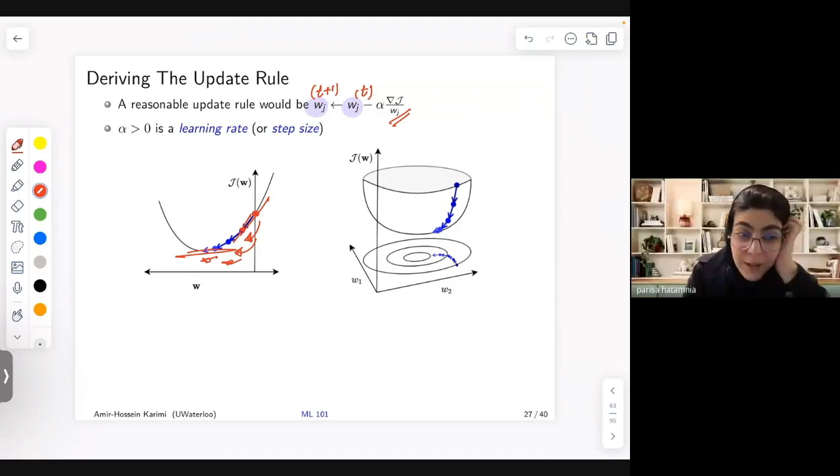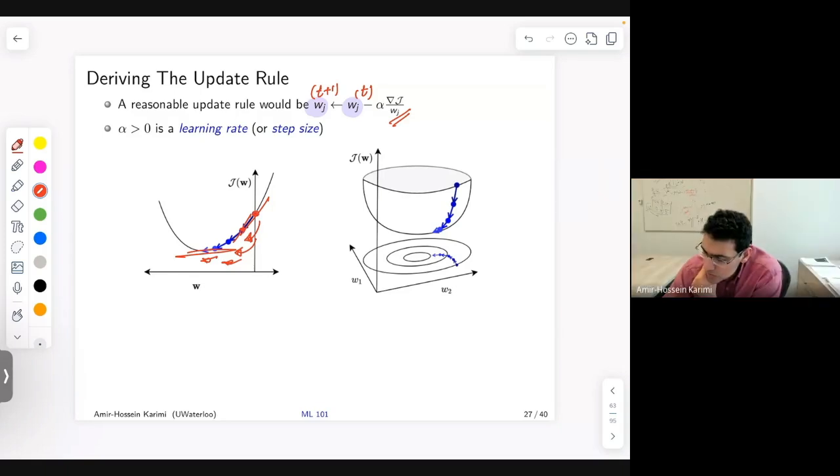I have a question. Can you say the first line again? About the reasonable update. Why is it equal to this equation? Okay, so let's go back to the previous slide.